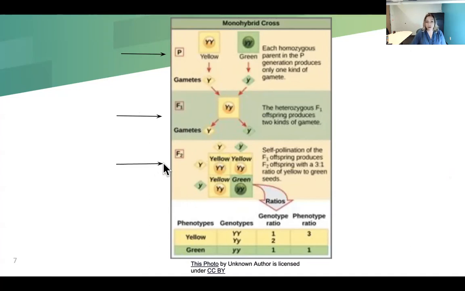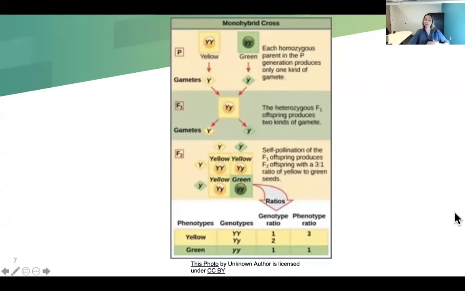Here's the Punnett for the F2. And the result is a yellow phenotype, and the ratio is 3. A green phenotype, the ratio is 1, so 3 to 1. And then if you look at the genotypes, big Y, big Y, big Y, little y, and little y in a 1 to 2 to 1 ratio.